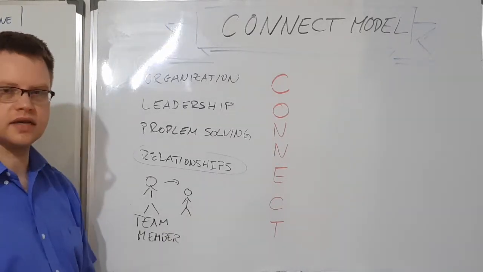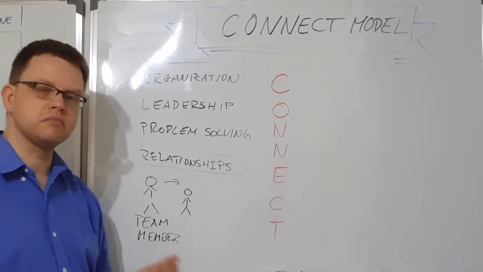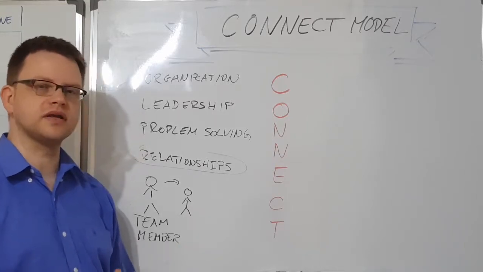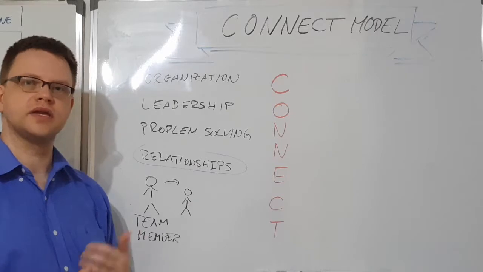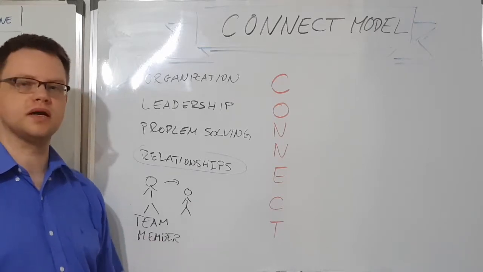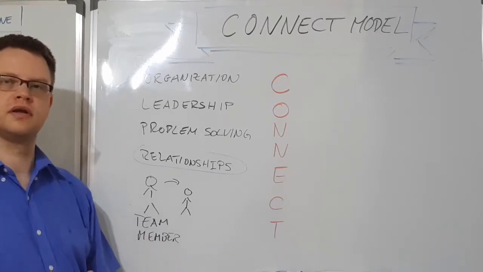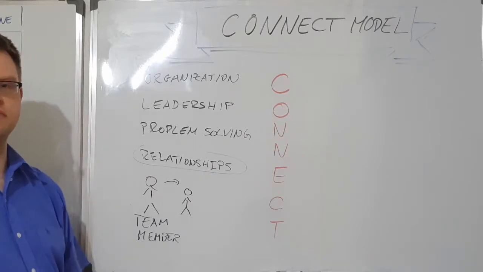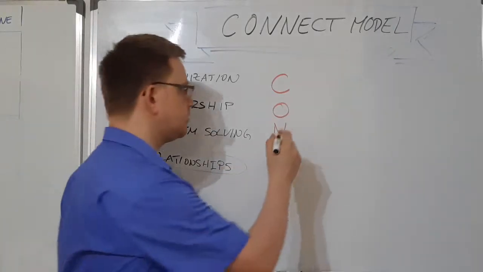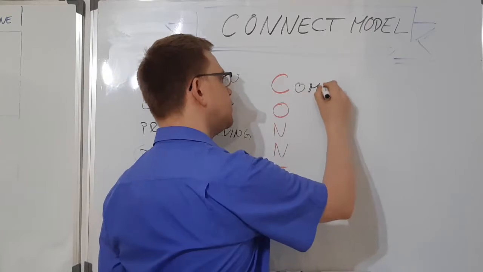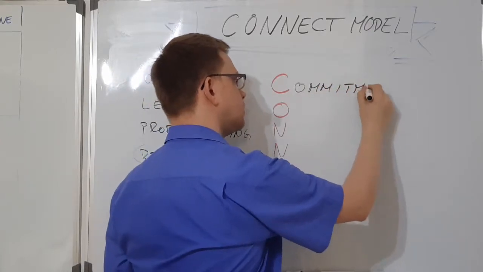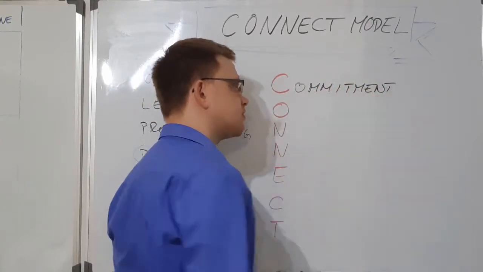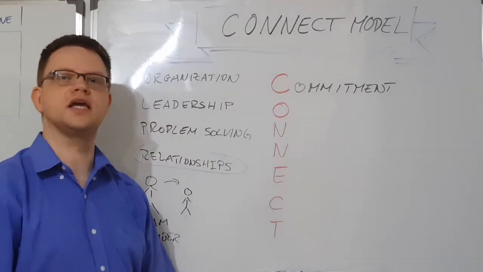So Connect is basically not maybe a linear process, but a series of things that you might want to keep in mind in order to improve the relationships of team members. The first one is that you need some kind of commitment. Yes, I want to have this kind of relationship.